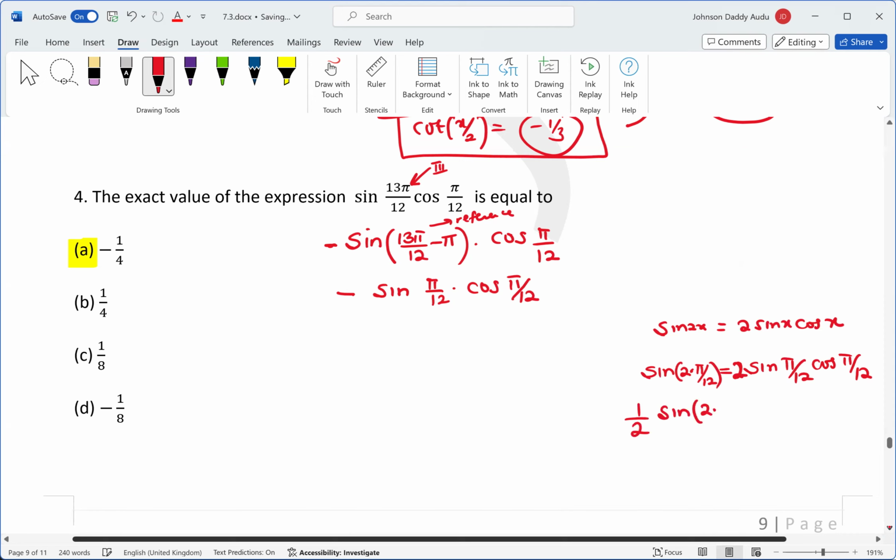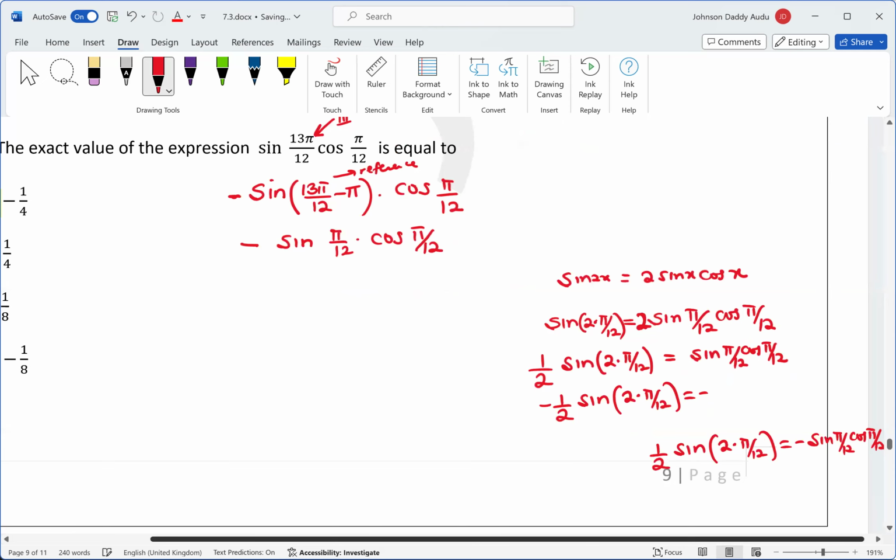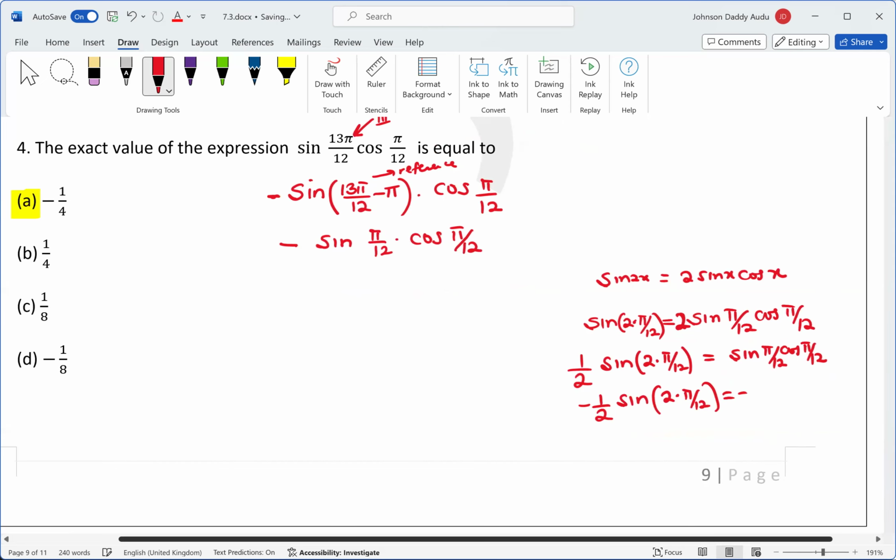sine 2 times pi over 12 is going to be sine pi over 12 cosine pi over 12, right? Now we need a minus, so we can introduce a minus. So this means minus half, and this is just minus sine pi over 12 cosine pi over 12, right? So this should be a sine here. Write it again: sine pi over 12 cosine pi over 12. So this is nothing but half.